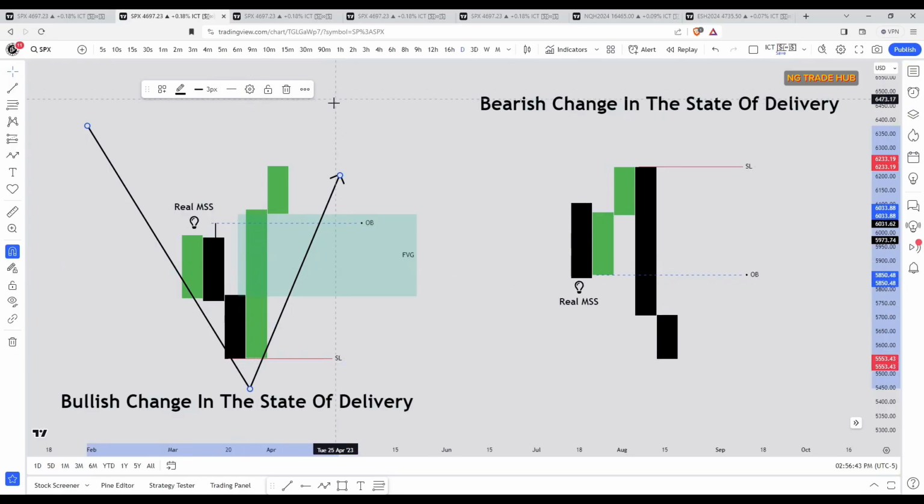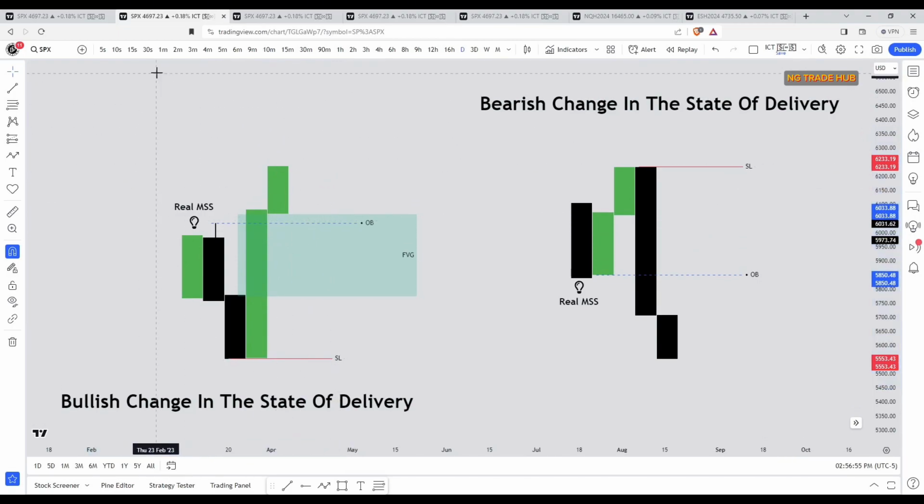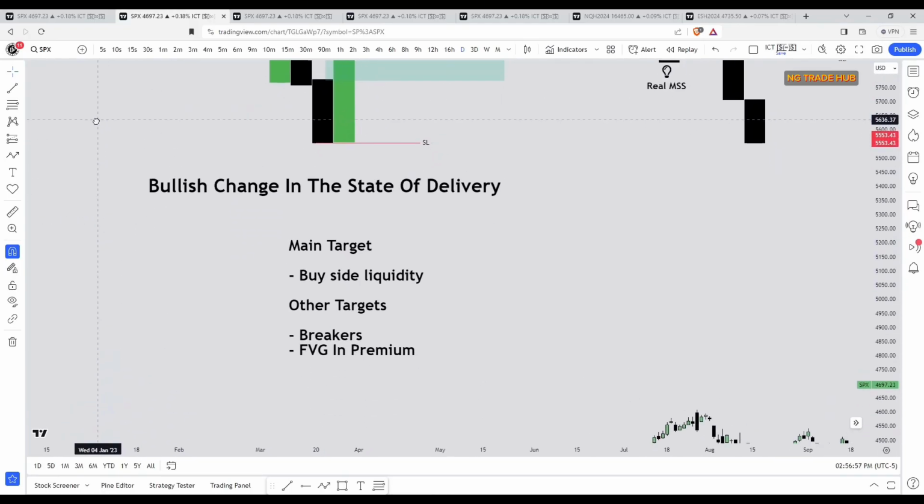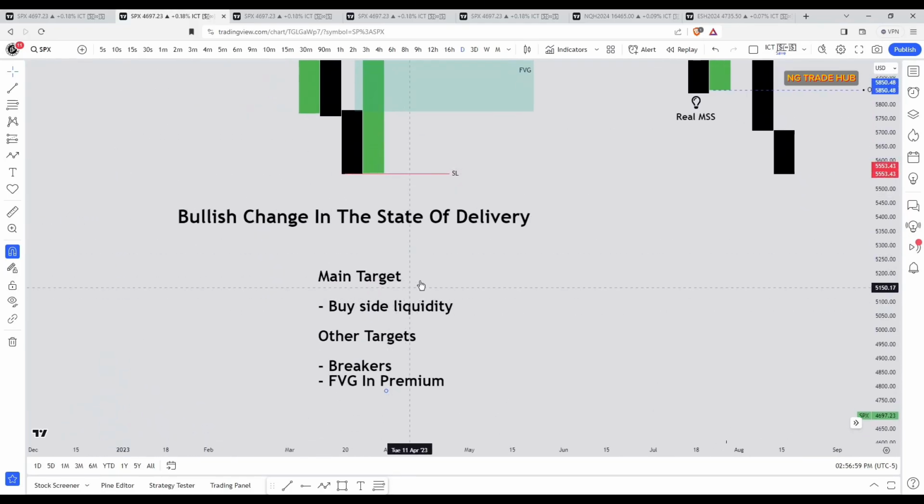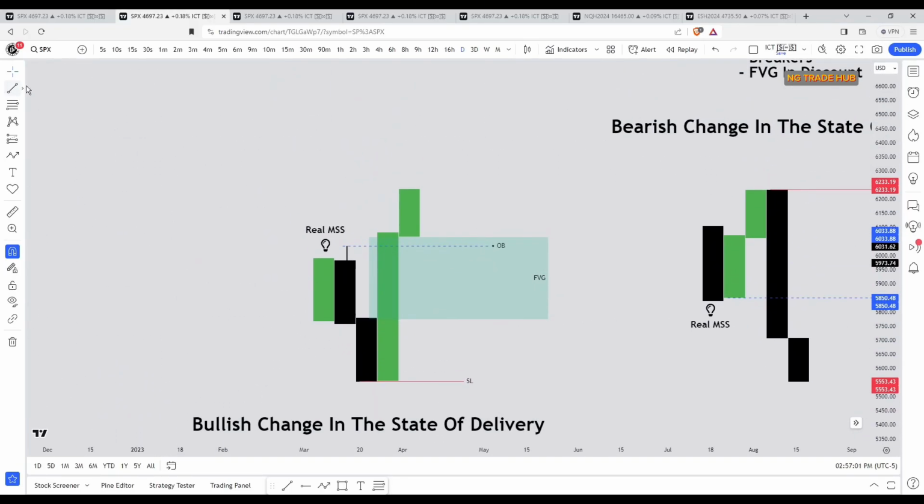So when I'm looking for a long setup, I'm looking for an order block to form. I'm looking for price to close above that order block. And I'm looking for a fair value gap to get created. Now, when that happens, then I can start to target liquidity above. And the main target is going to be buy side liquidity. So if I see this and then there's a level of buy side up in here, well, I'm going to target that buy side. And it really just depends on good RR.